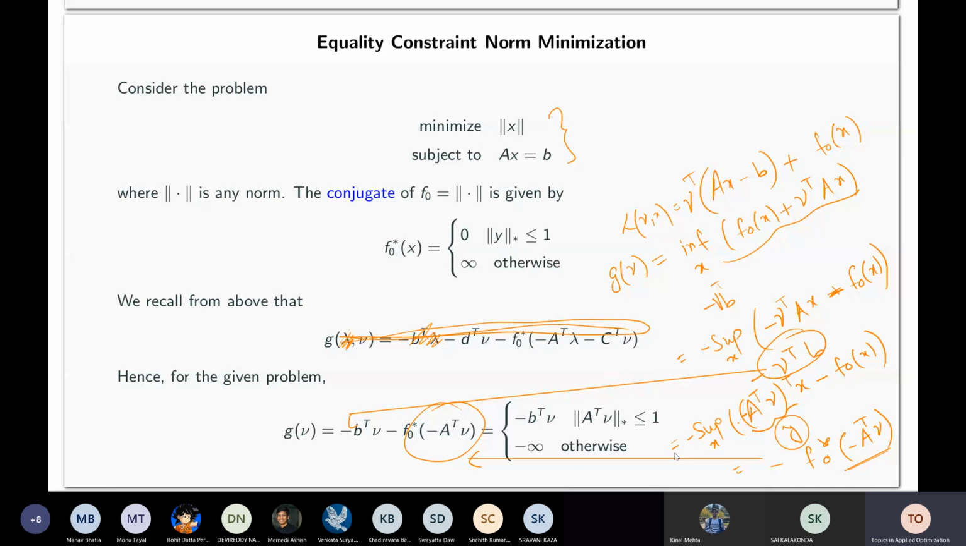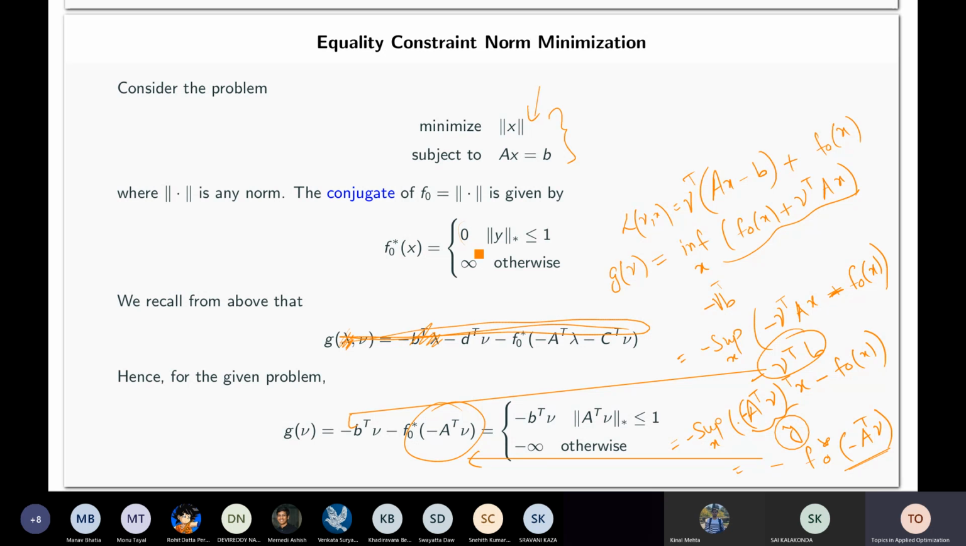Okay, so this guy is known to us. So f naught star of x, for the norm, the dual of the norm is found to be like this. So this is what we have substituted here. So dual of this, in place of x, we have now minus A transpose nu. Okay, so we put those.